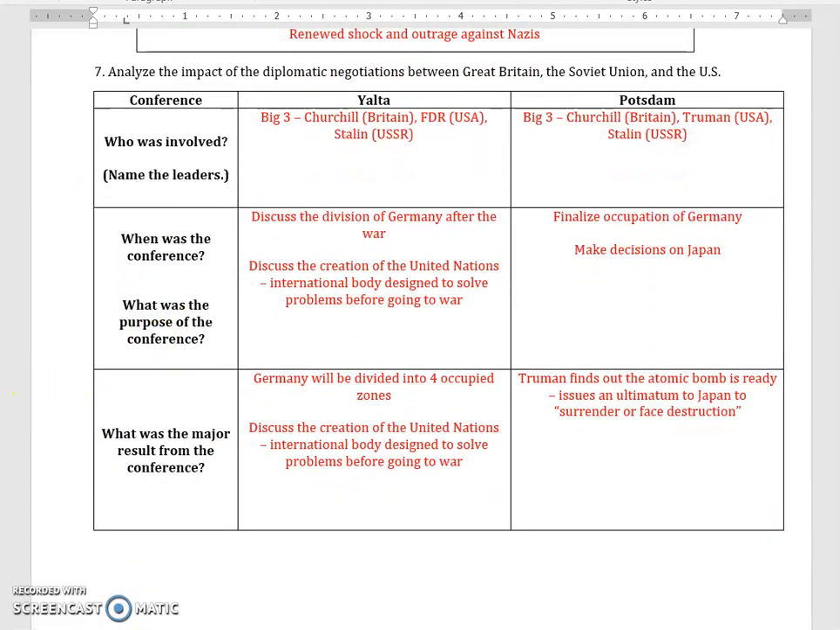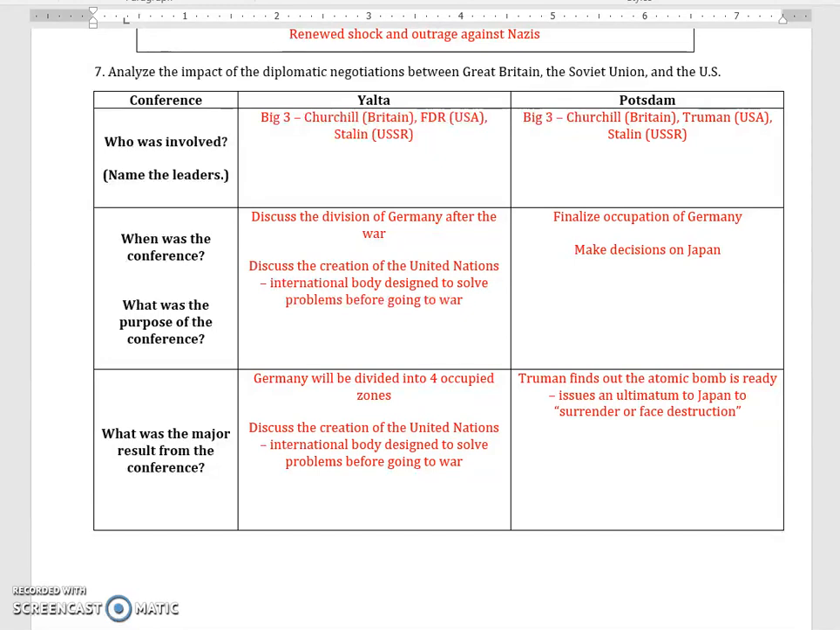Alright, looking at the end of the war, there are two major conferences that take place, or diplomatic negotiations, between Britain, the USSR, and the US. These were the Big Three. So, Winston Churchill, of course, was the Prime Minister for Britain. President Roosevelt was the U.S. at Yalta. President Truman, of course, was at Potsdam after Roosevelt died. And Joseph Stalin was the premier of the Soviet Union.